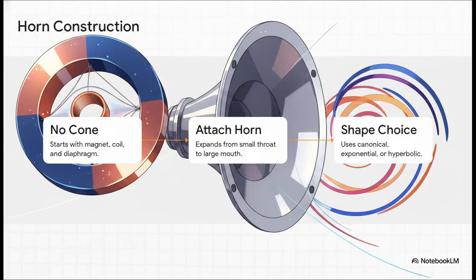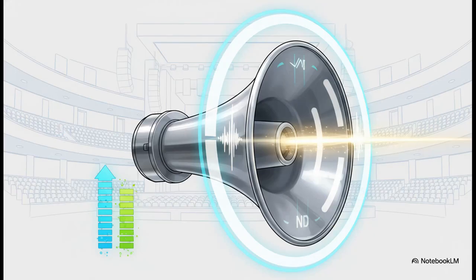Visualize the strict architectural steps of its construction with me. Step 1. It starts with the familiar magnet, voice coil, and diaphragm, but deliberately without a cone. Step 2. It attaches a rigid horn that gradually expands from a small, highly constrained throat out to a large, wide mouth. And step 3, the engineering utilizes highly specific mathematical shapes for this rigid expansion, primarily canonical, exponential, or hyperbolic geometries. Let's see how this builds into quite spectacular performance metrics.